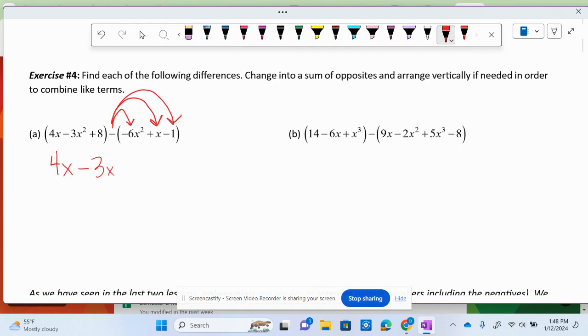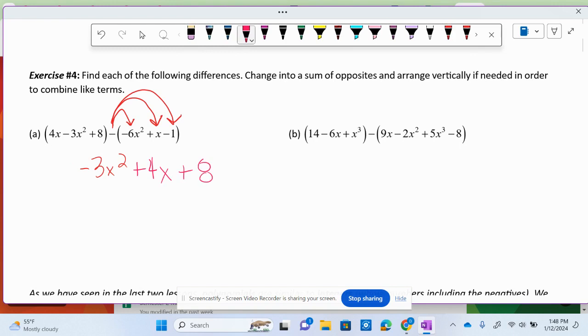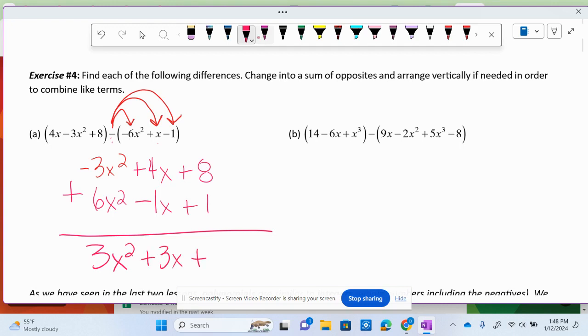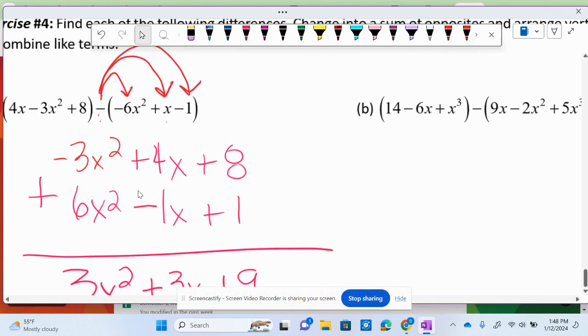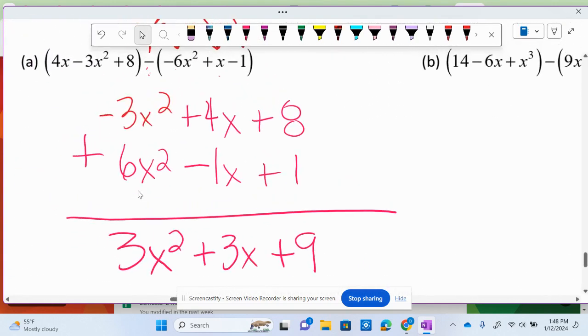4x minus 3x squared plus 8. And I'm actually going to rewrite that as negative 3x squared plus 4x plus 8. I'm putting that first one in standard form. A negative times a negative is a positive 6x squared. A negative times a positive is a negative 1x plus 1. So you should get 3x squared plus 3x plus 9. Make that nice and big so you guys can look at that. And then we're going to move on to multiplying.